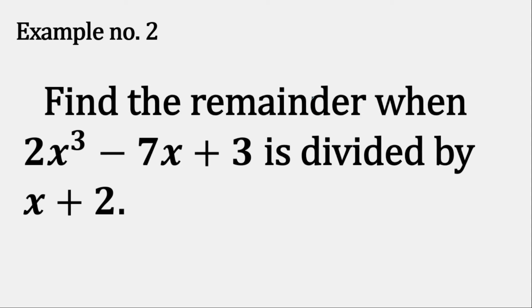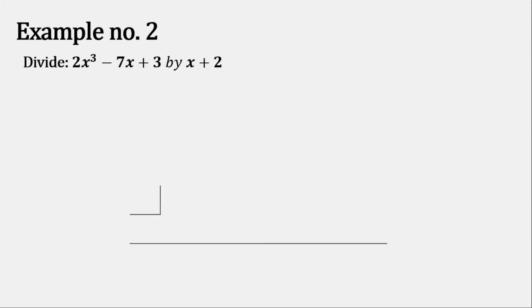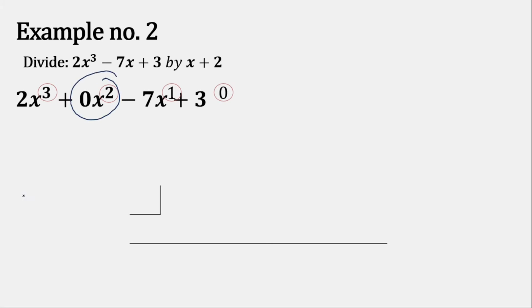Find the remainder when 2x cubed minus 7x plus 3 is divided by x plus 2. So again, let's check if the dividend is arranged in descending order. We have 3, 2, 1, and 0. So that's how it works. See how I put 0x squared here? Because there is no x squared here, that's why we add 0x squared there, so that we could complete the number of the exponent in descending order. So this is very important for us to succeed in the synthetic division. Don't forget to add it.